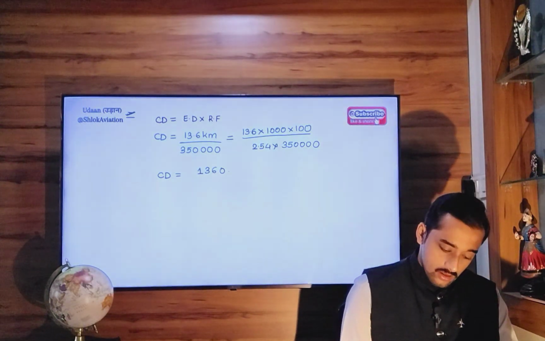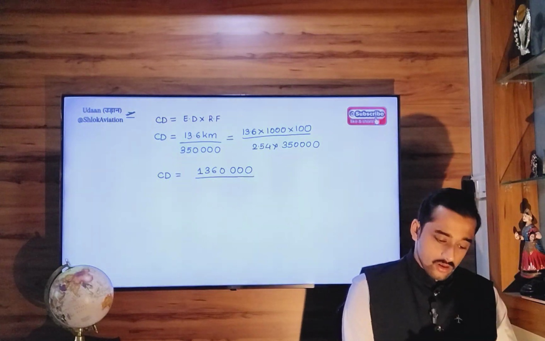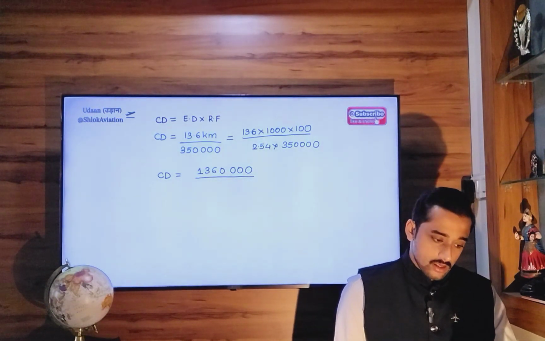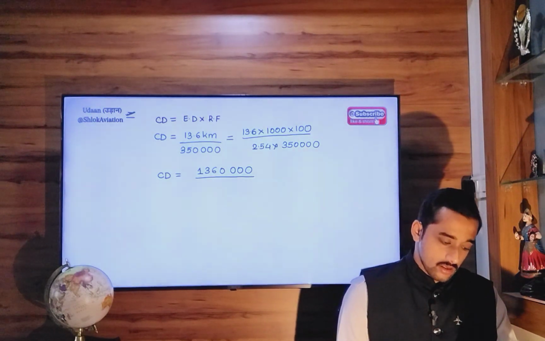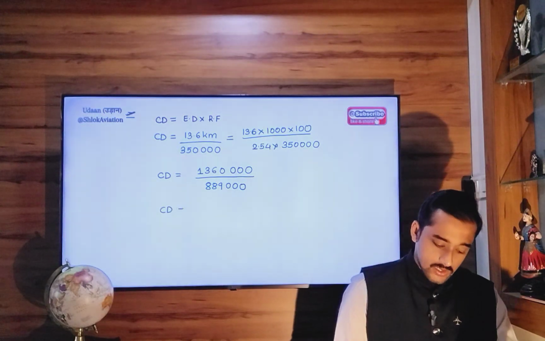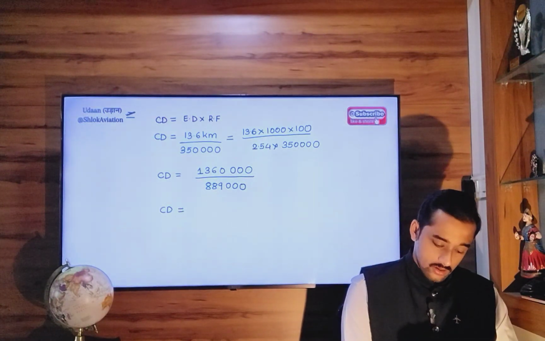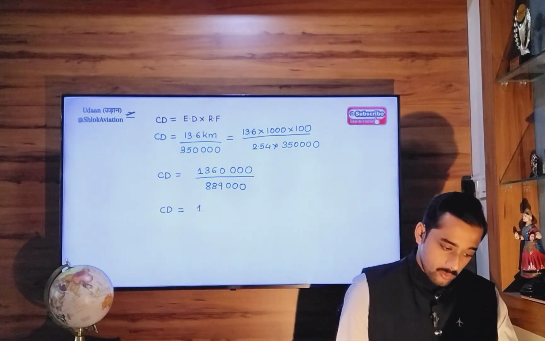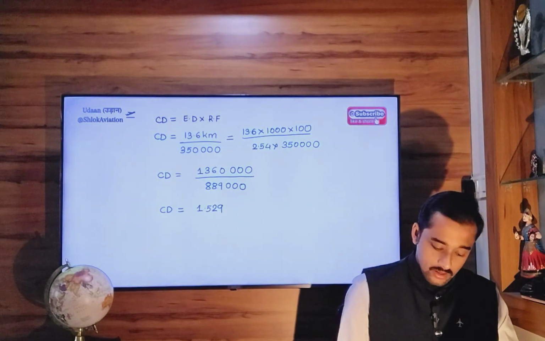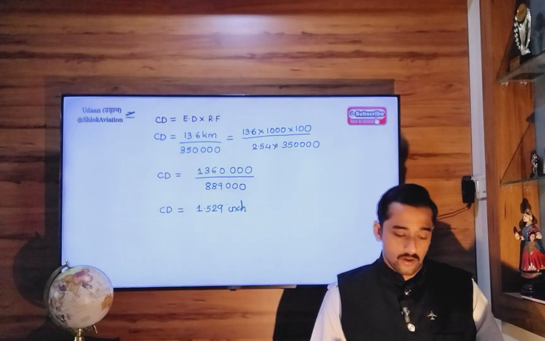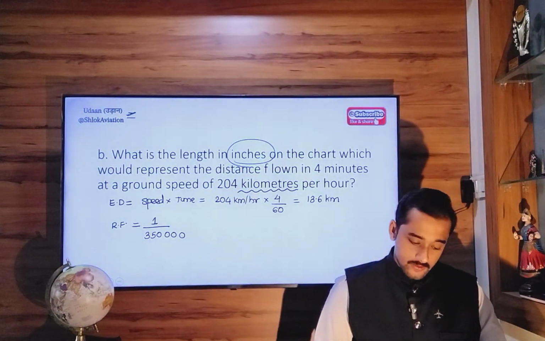that is 1,360,000, divided by 2.54 into 350,000, that is 889,000. So chart distance is 1,360,000 divided by 889,000, which is 1.529 inch. Okay, 1.529, 1.53 inch. So this is your final answer.